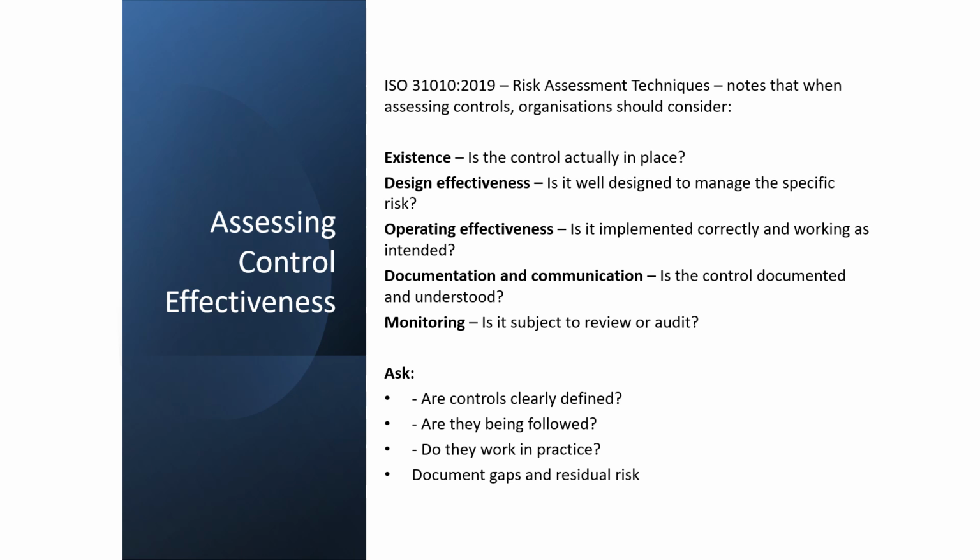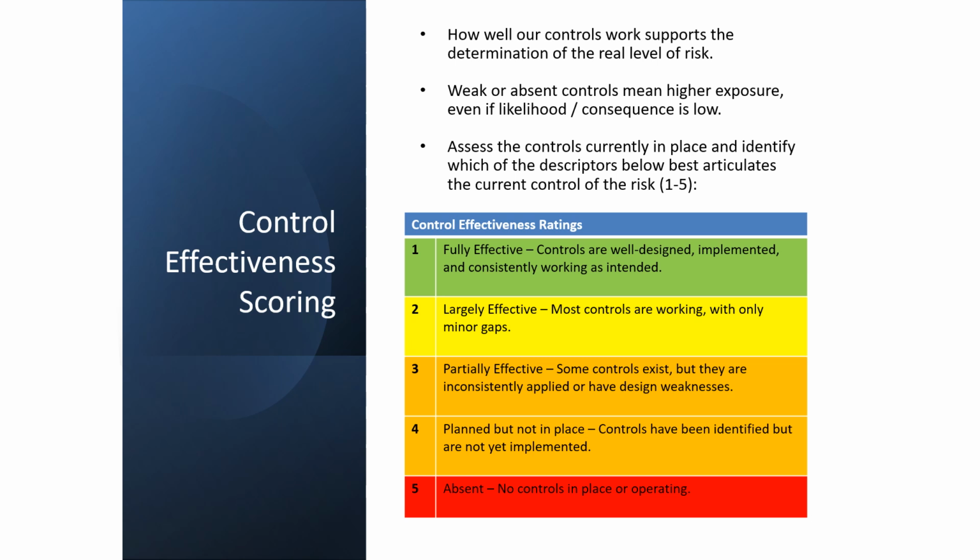The ISO standards for risk assessment technique note that when assessing controls, organizations should consider the existence of the control, its design effectiveness, operating effectiveness, any documentation and communication of the control, and its monitoring. There are a set of questions on the slide that you should ask to consider how effective the controls are that you have. When considering the controls in place and their effectiveness, a rating should be applied from 1 to 5 using the table outlined on this slide, 1 being fully effective, 5 being controls absent.